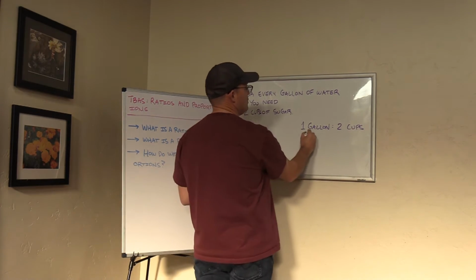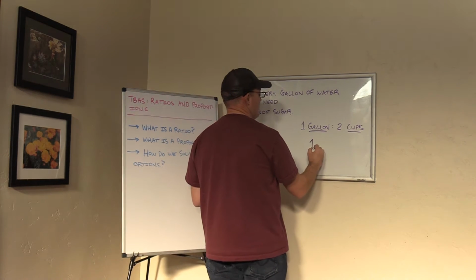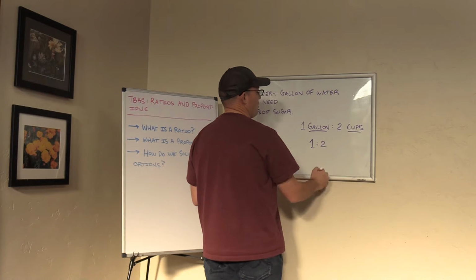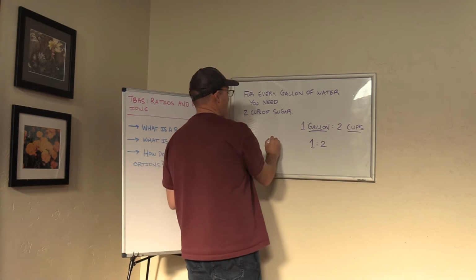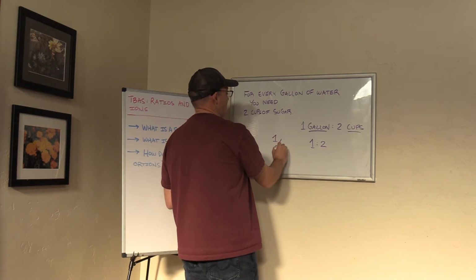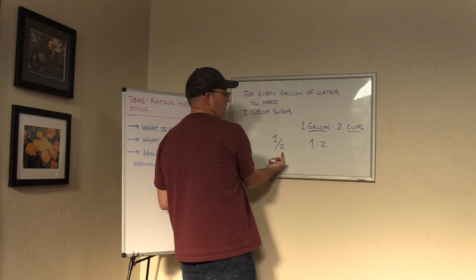Okay, now this is the unit, right? That's the unit we're talking about. Okay, we're going to get rid of the units just to make it easier. So our ratio here is 1 to 2, and we just use a colon for that. Okay, the other way to write it is as a fraction. So you could write it like this: 1 gallon of water to 2 cups of sugar.